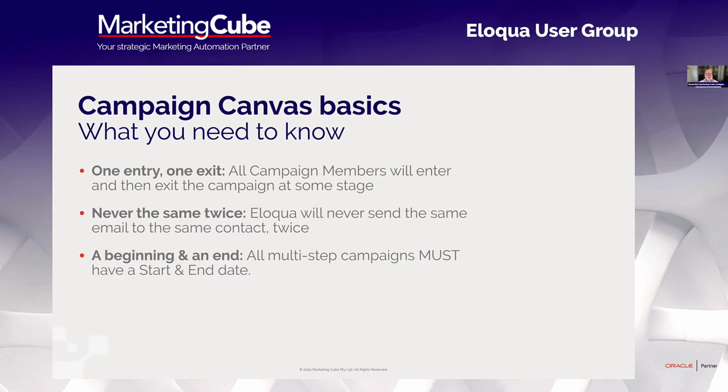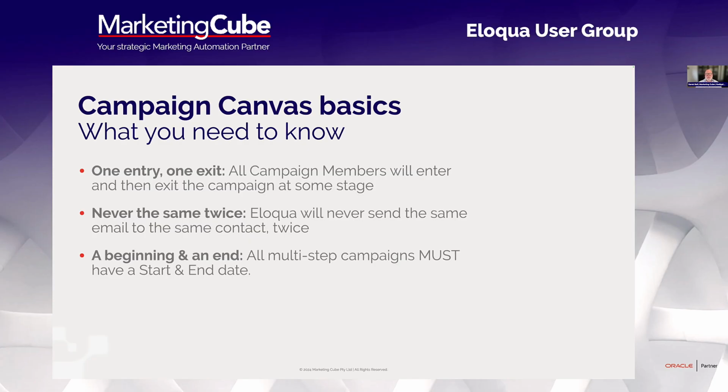Okay, so just like any campaign, if you're running a newspaper campaign, if you're running billboards on the side of the freeway, if you're running a television campaign, all of these campaigns have a start date and an end date, and your Eloqua campaign is absolutely no different. Now, of course, you have the freedom to choose whatever that end date may be.